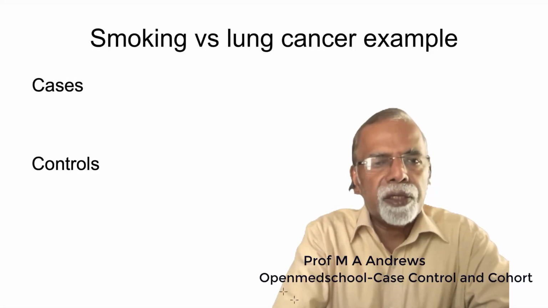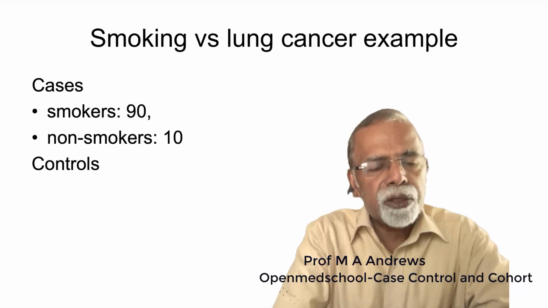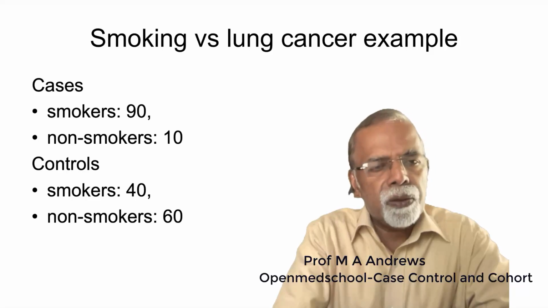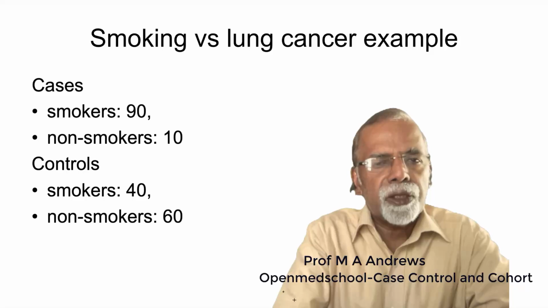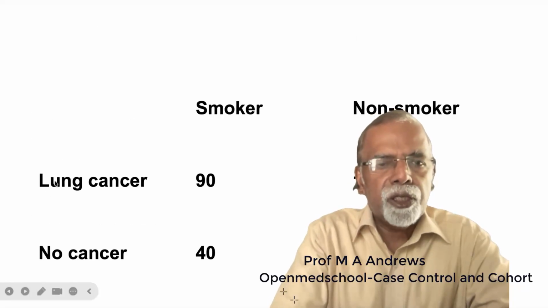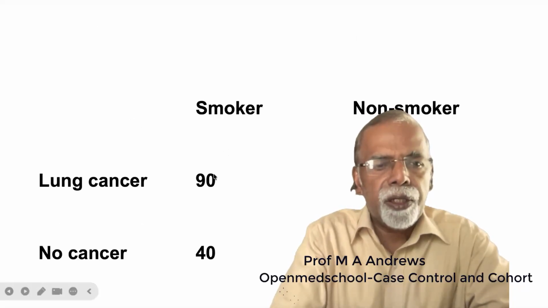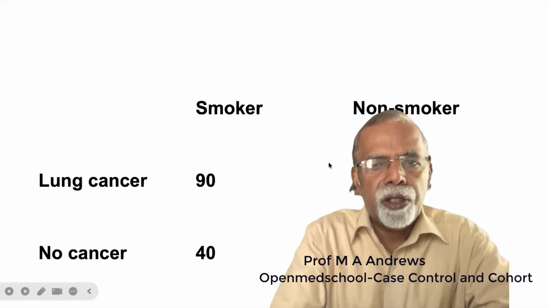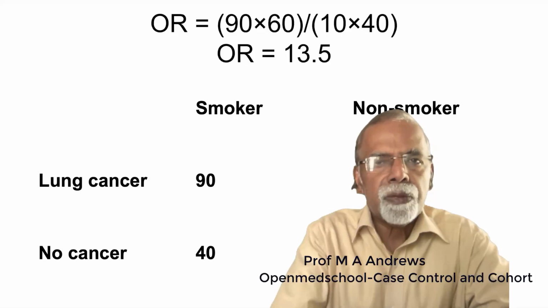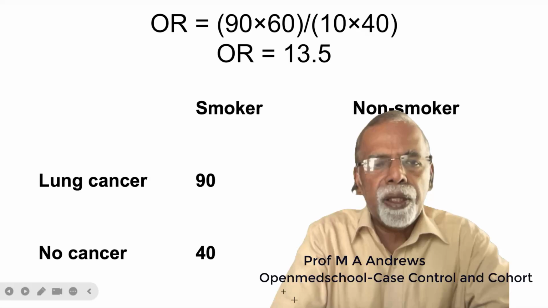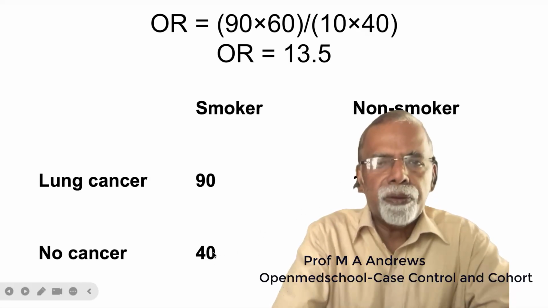So smoking versus lung cancer: in the smokers group 90 had lung cancer, and in non-smokers it is 10. In controls, the smokers were 40 and non-smokers were 60. So once it is tabulated, smokers with lung cancer 90, no lung cancer 40. In non-smokers, lung cancer 10, no cancer 60. So odds ratio will be, you are cross multiplying 90 into 60 divided by 40 into 10. Hope it is clear to you.